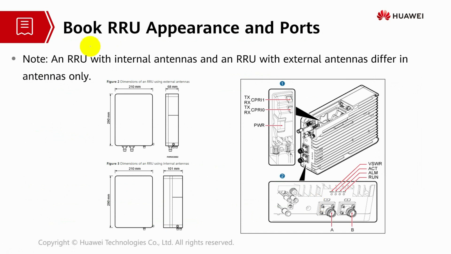This is the appearance of the book RRU and the ports. An RRU with internal antennas and an RRU with external antennas may differ in the antenna type only. For example, figure 2 is using an external antenna, and figure 3 is using internal antennas. So only the figure is different. There's not much difference in terms of the function. And this is the overall picture of the book RRU and the connectors.